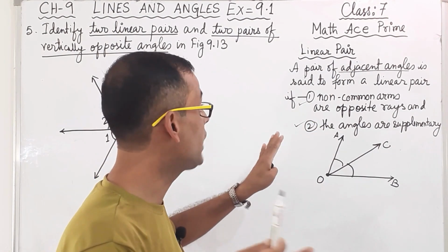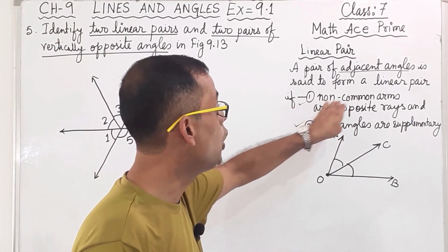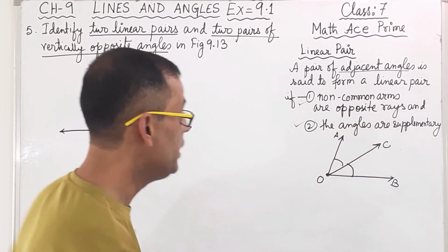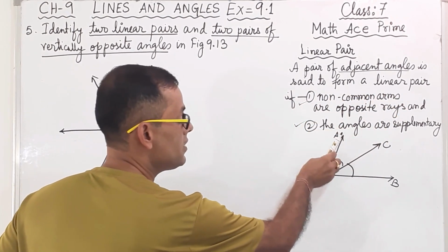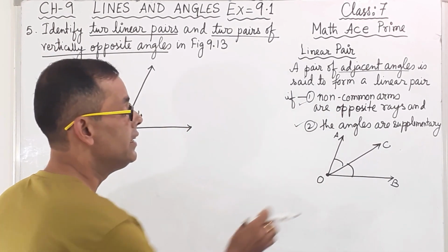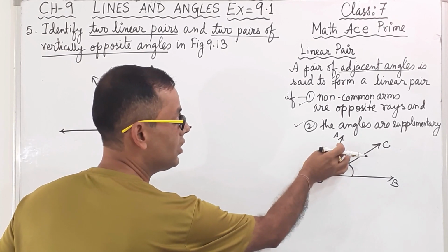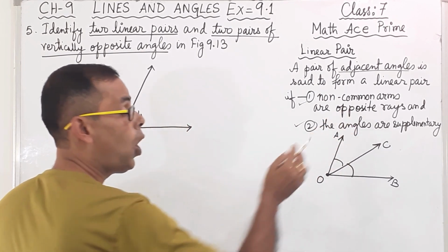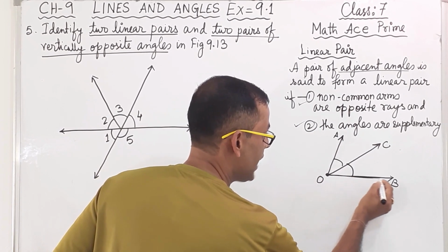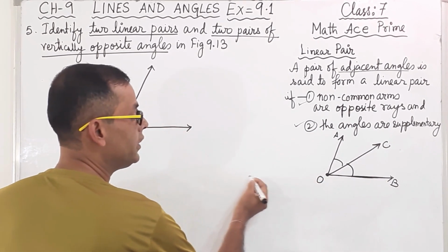What are those two criteria? Number 1, non-common arms are opposite rays. So this is the non-common arm, this is the non-common arm. Are they opposite? No. This arm is on this side, this is on this side. They are not opposite. There have to be opposite rays. So if this is going this side, then the opposite should be on this side.